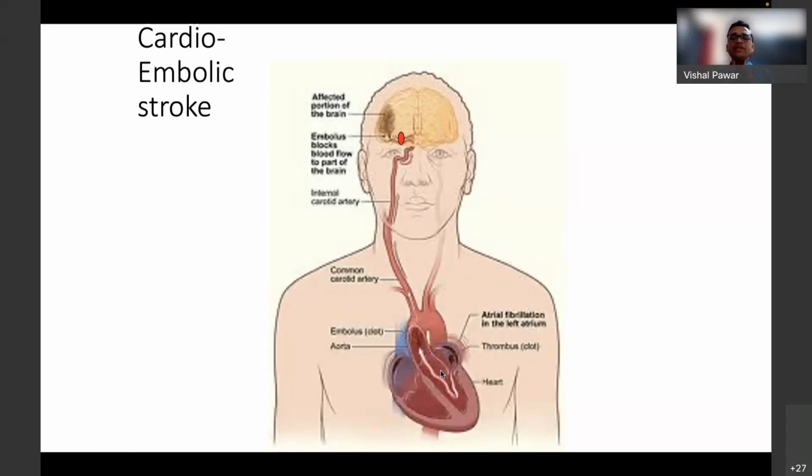Two anterior, say, carotid arteries, internal carotid arteries, and two vertebral arteries. So these are the four arteries which are entering the brain and supplying the brain. Anterior circulation is formed by the internal carotid artery branches, that is anterior cerebral artery and middle cerebral artery, and the posterior circulation is formed by the vertebrobasilar system.